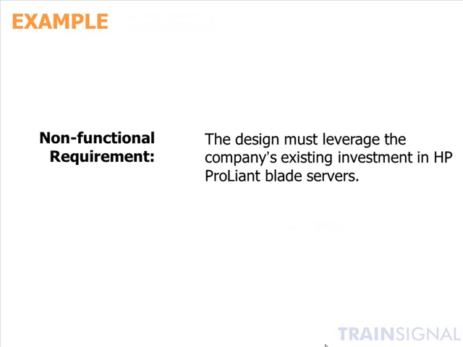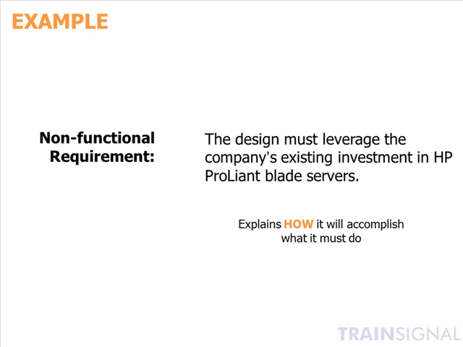Now let's look at a non-functional requirement. This non-functional requirement says the design must leverage the company's existing investment in HP ProLiant blade servers. You can see that this sort of requirement, this sort of non-functional requirement, doesn't specify something that the design has to do. Rather, it specifies how the design goes about accomplishing what it must do. And that's what makes it similar to a constraint, as you'll see later on in this lesson.